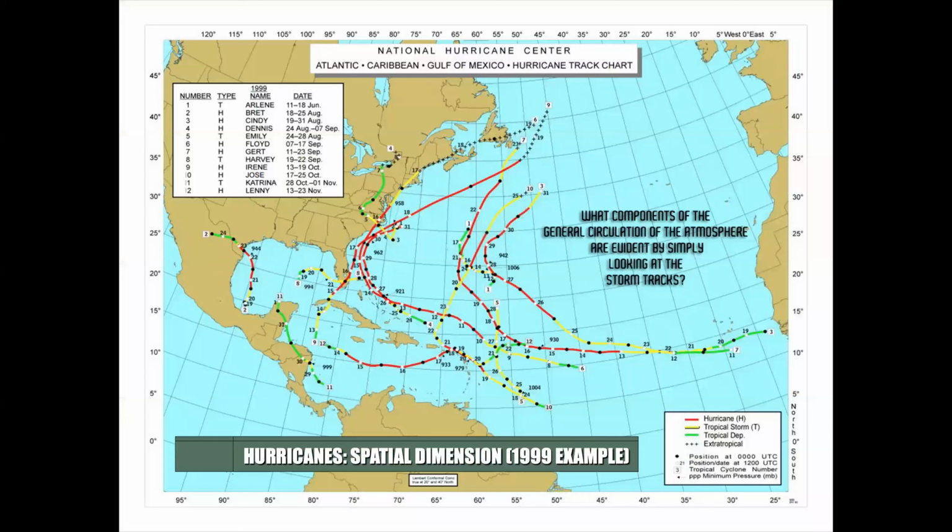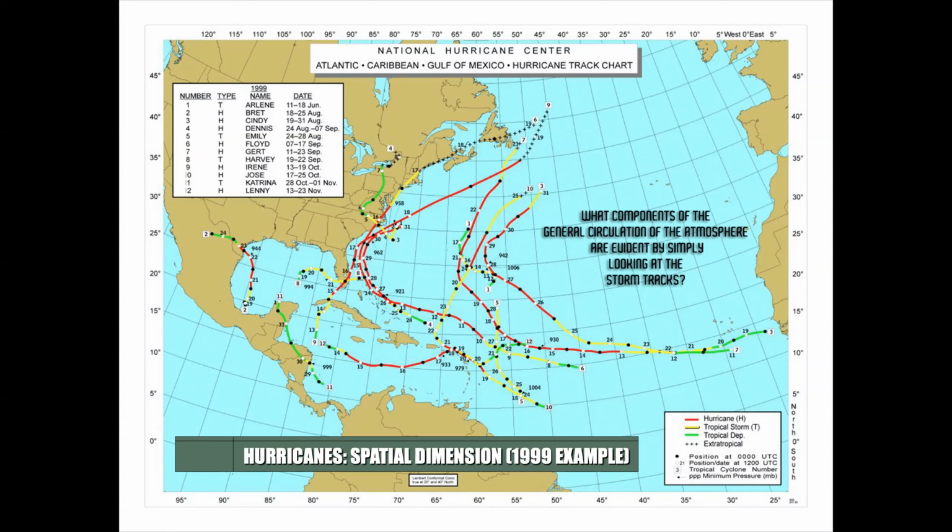So here's an example from 1999. Notice how a lot of these storms travel east-west, and then at some point they begin to go a little bit further north, and then boom, they make the turn. Some of them make it, it takes a while. Some of them will never make it. So it really depends on the particular event.